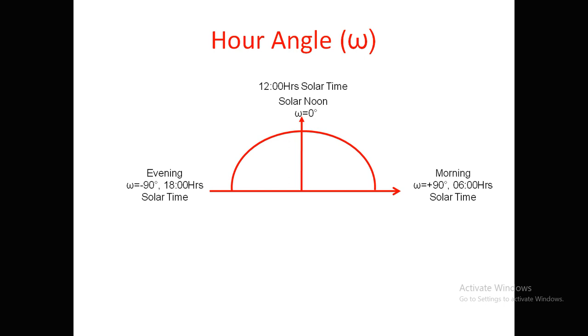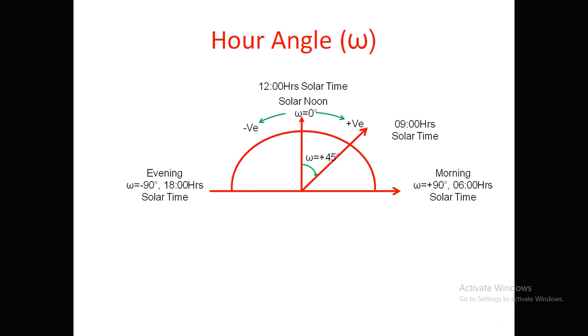Okay, and the angle at 12 noon, the value is 0, and at 6 a.m. the value is omega equal to plus 90 degrees, and at 6 p.m. the value is omega equal to minus 90 degrees. That means this is one of the points where omega equal to plus 45 degrees, and that is at 9 a.m. That means from solar noon to the morning session the angle will be positive, and from solar noon to the afternoon session the angle will be negative.